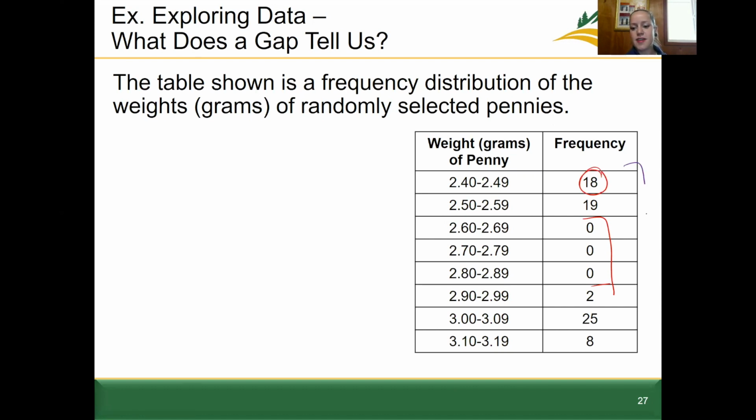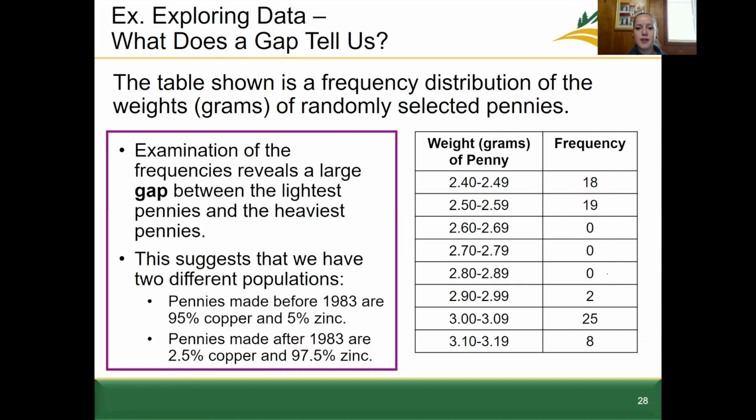We measured the mass of all of these pennies, and 18 of those pennies fit into this category of being between 2.40 and 2.49 grams. And there is a clear gap here in our data. When we're looking at this table, we do see a large gap between the lightest pennies and the heavier pennies. This suggests that we could have 2 different populations of pennies present in our sample.